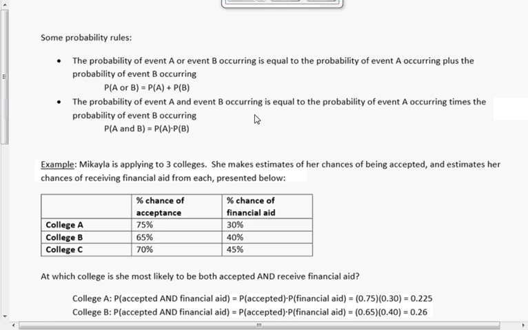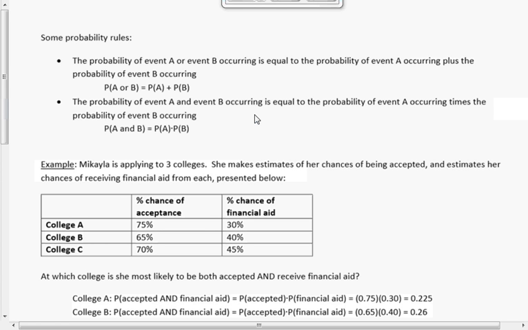Okay, so second video we're on to. We're going to talk about how you find the probability of something happening in conjunction with something else. Either this and that, or this or that. It depends on which one we're looking at.